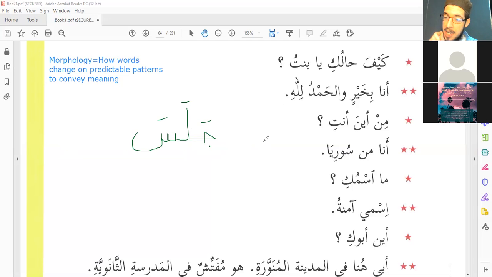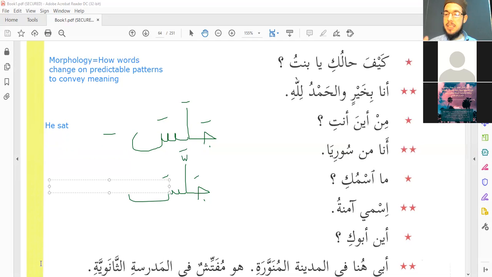Now, we can manipulate this verb and change it according to regular patterns in order to achieve different meanings with this same verb, or we can give it different shades or different colors. Maybe not something as dramatic as an entirely different meaning. So if jalasa means he sat, very, very straightforward, what happens if we double the middle letter? We have, with a shadda, jallasa. Jallasa. In Arabic, this is a morphological pattern. Doubling the middle letter of any past tense verb does work, and that work is predictable.